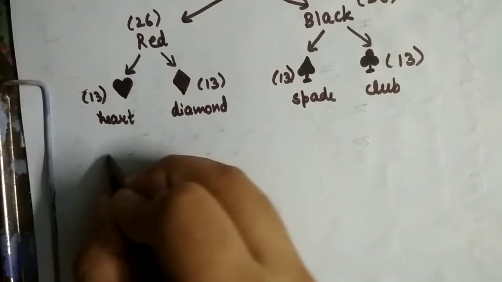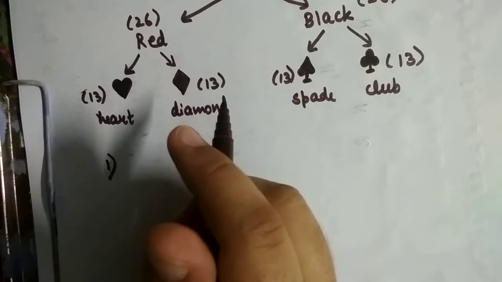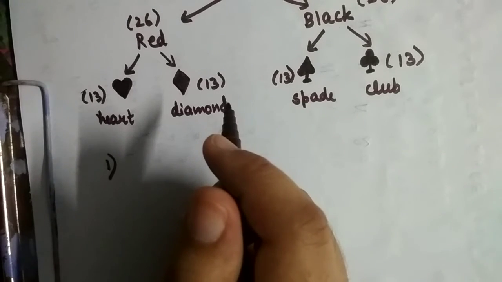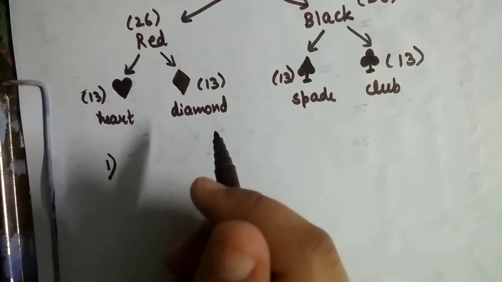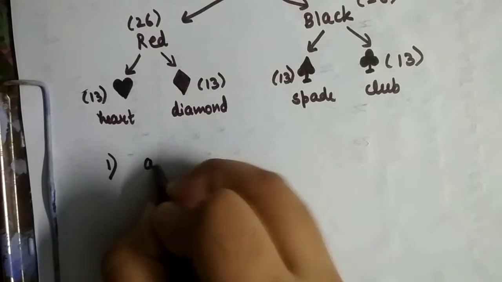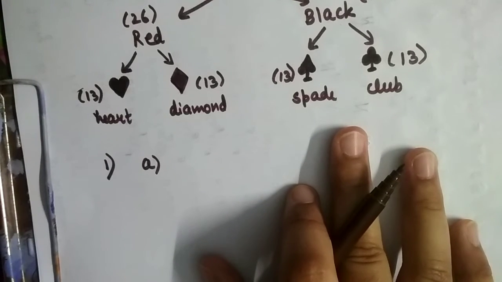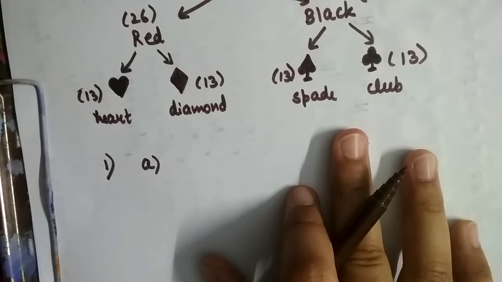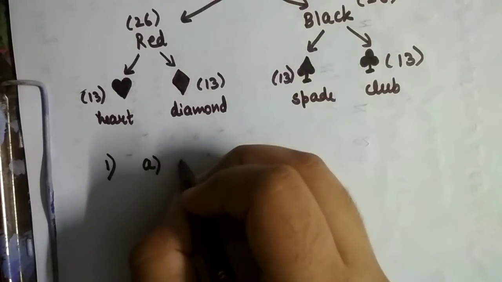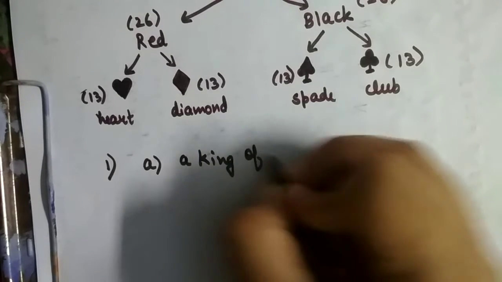Let us take the first question. It says one card is drawn from a well shuffled deck of 52 cards. Find the probability of getting a king of red color. From a deck of 52 playing cards we are picking up one card at random and we have to find that it is a king of red color.